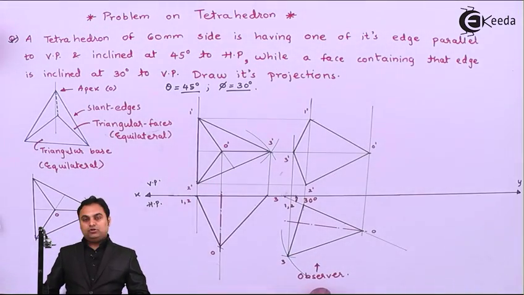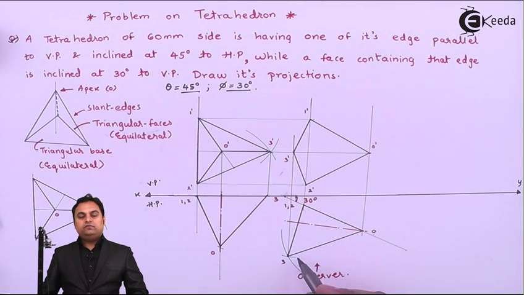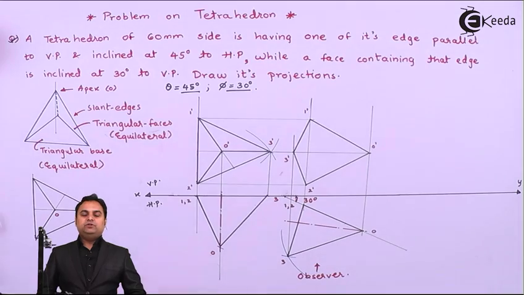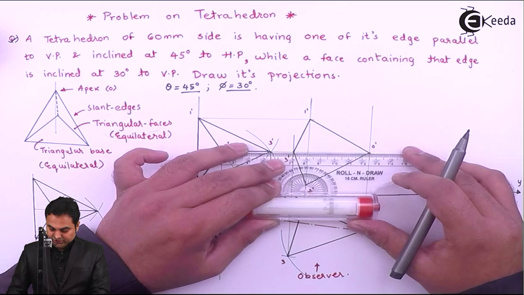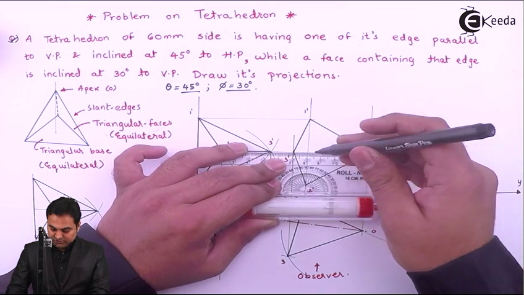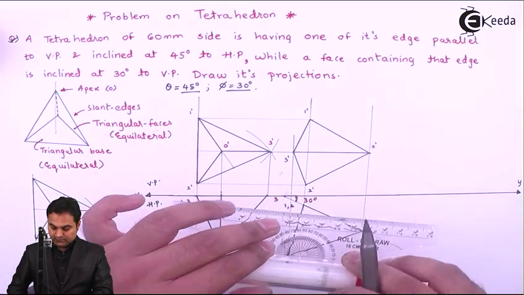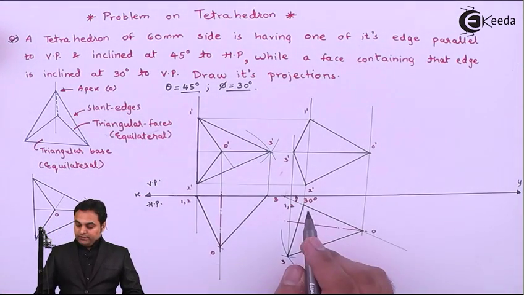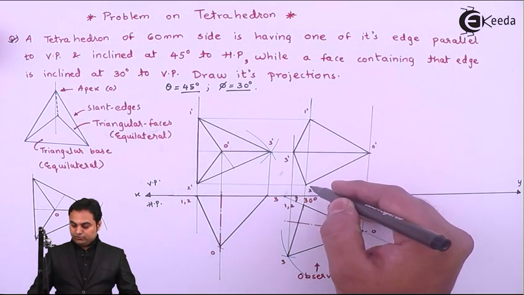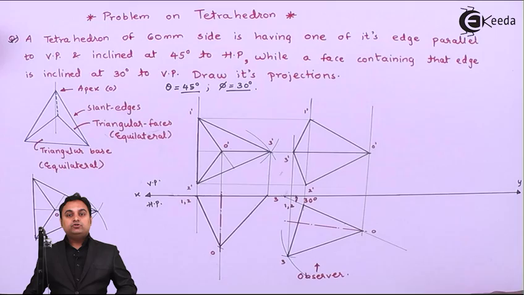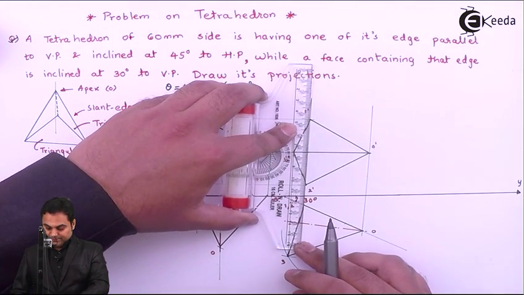Then as an observer, if we are looking from here, the edge O to 3 slant edge is visible, so it should be made dark. Joining O dash with 3 dash, then edge 1 to 2, that is 1 dash 2 dash, is going behind the observer, so it should be hidden. So drawing it with dotted line.